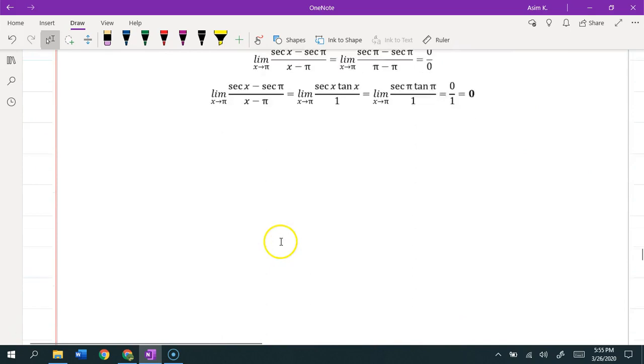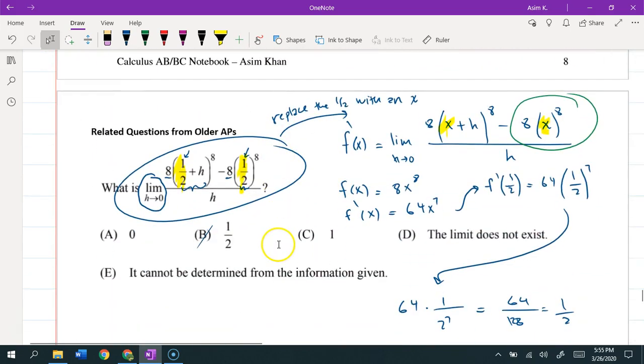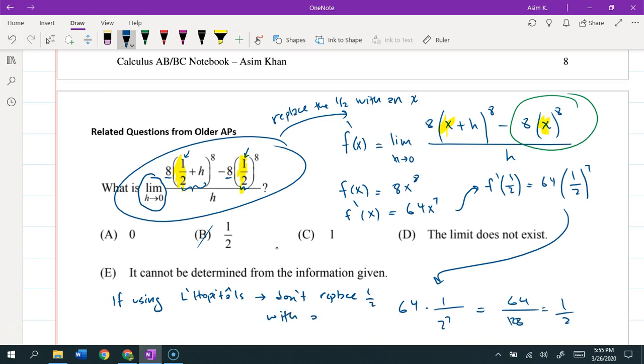So minus what I just said a moment ago, all right? I don't want to go back in the video and delete it. So if you use L'Hopital's, you don't have to replace the half with an x, okay? So let me leave a note here. If using L'Hopital's, then you don't replace 1/2 with an x. All right, I apologize for that.